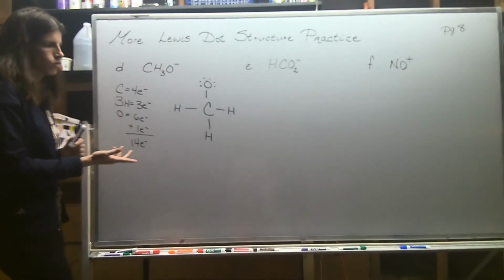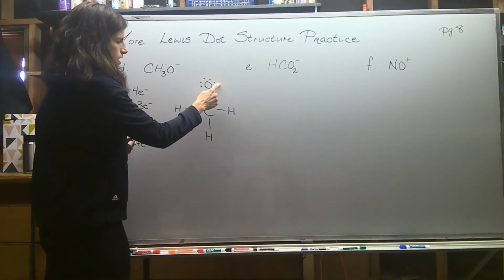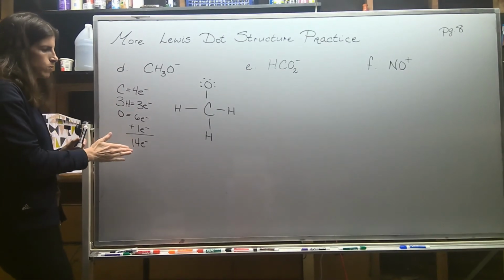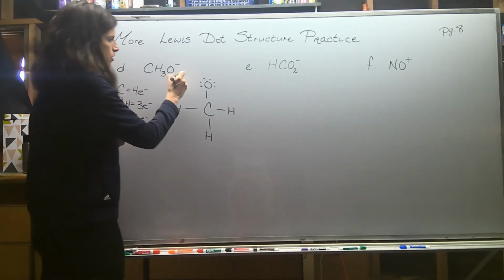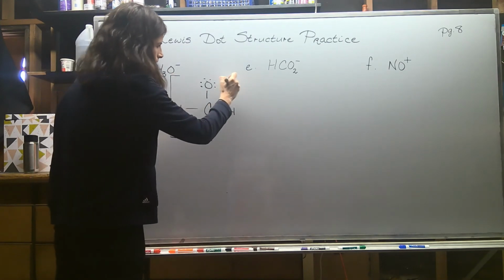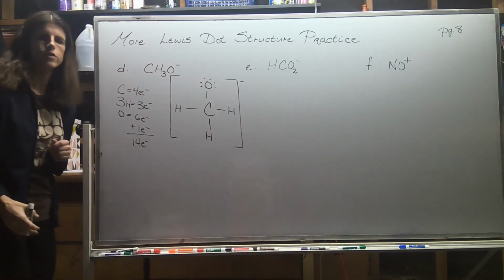Let's make sure we only used 14. 2, 4, 6, 8, 10, 12, 14. Perfect. All the octets are satisfied. We used 14 electrons. The last thing we need to do here then is put some square brackets and put the negative charge on the outside.